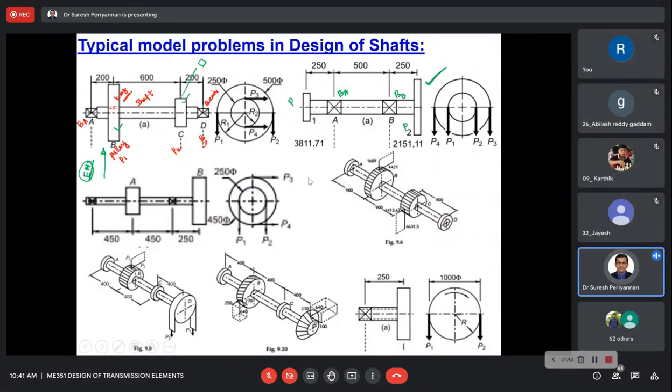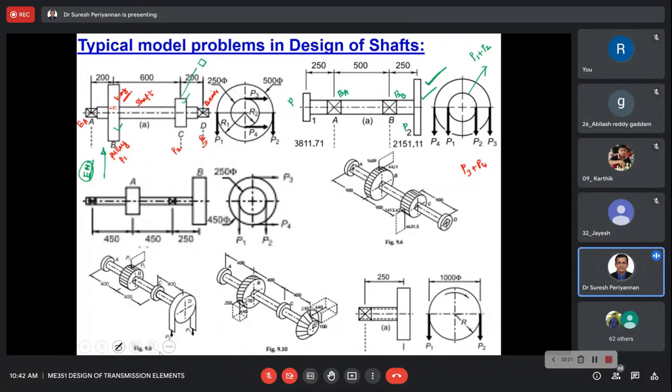Now see here, this is a pulley connected by a belt drive mechanism. One side is the tight side, another side is the slack side. What is the total load acting on this pulley? For example, on the inner pulley the total load is P1 plus P2. Similarly, on the bigger pulley, the right hand side pulley, the total load is P3 plus P4. That will be considered as the force acting on the shaft.